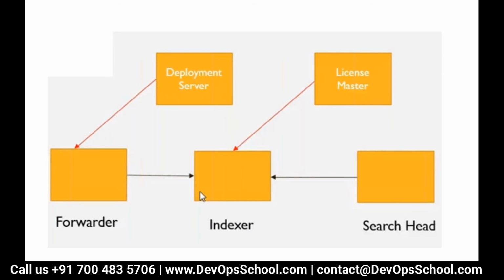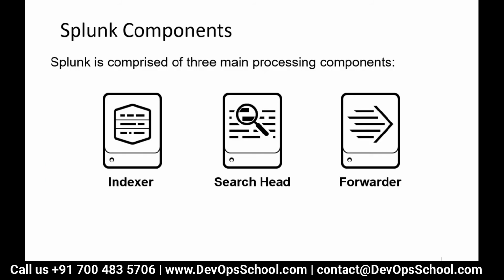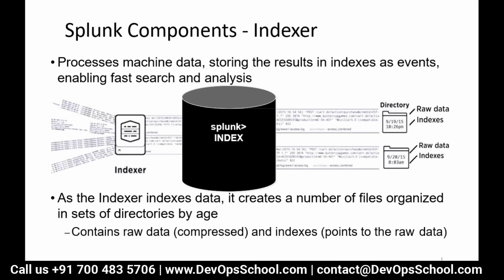So let's move on. So guys, these are the main components. Splunk is comprised of three main processing components. One is the indexer, another one is the search head, and the third one is the forwarder. So now let's look at this. So what is an indexer?